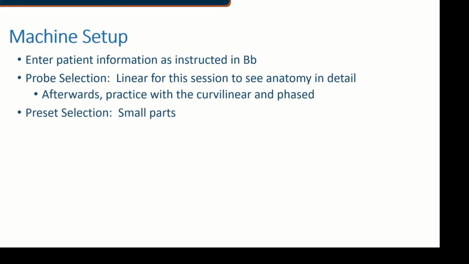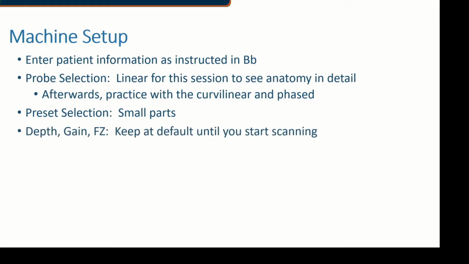So our preset is going to be small parts, and usually when you select the linear probe, it will default to small parts. And our depth and gain, as usual, you'll want to keep those at your default until you start scanning, as well as having the TGCs aligned centrally. You may have to adjust the more posterior TGCs, increase their gains a little bit in order to really appreciate the artifacts that you want to use for your diagnosing.